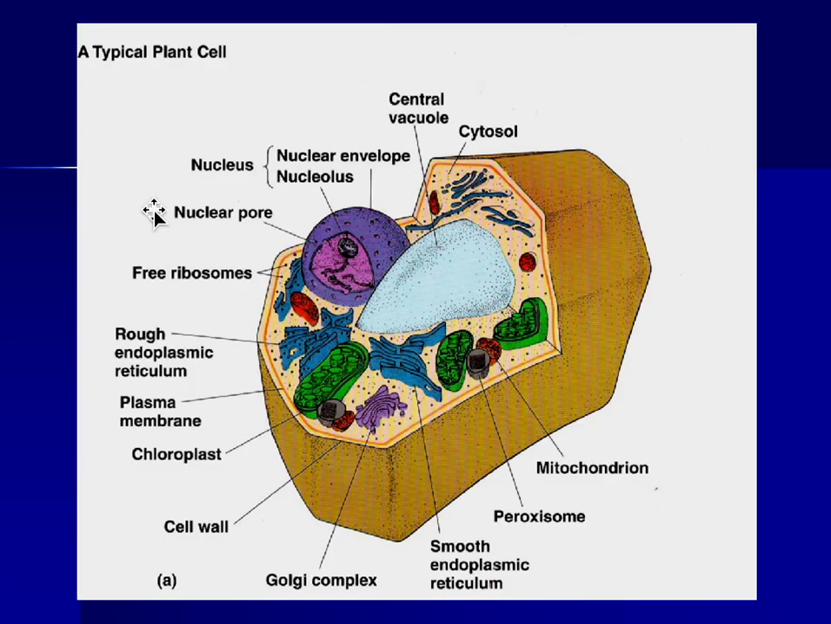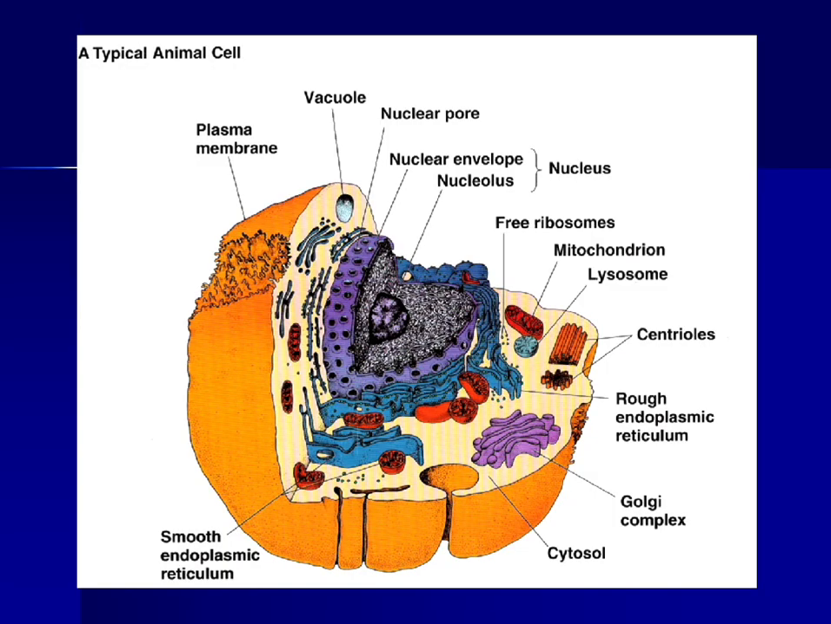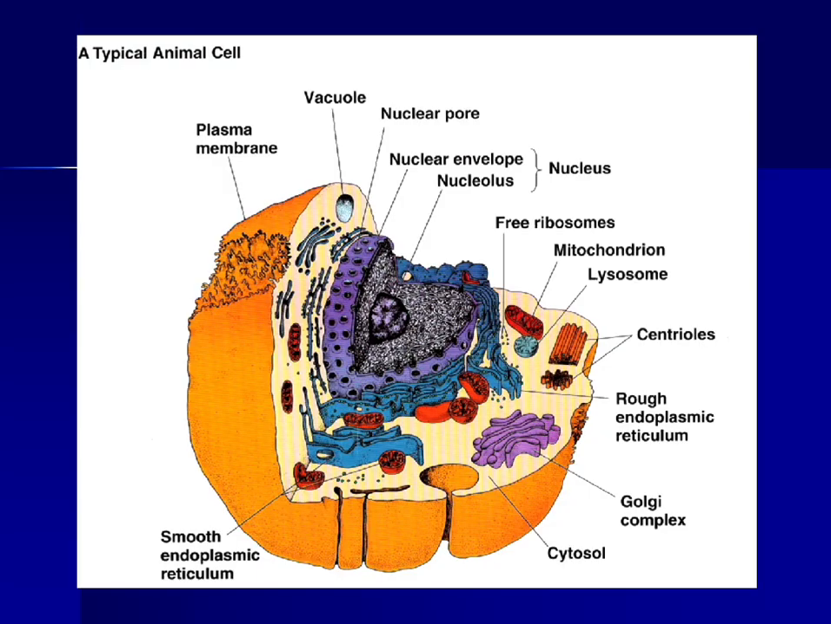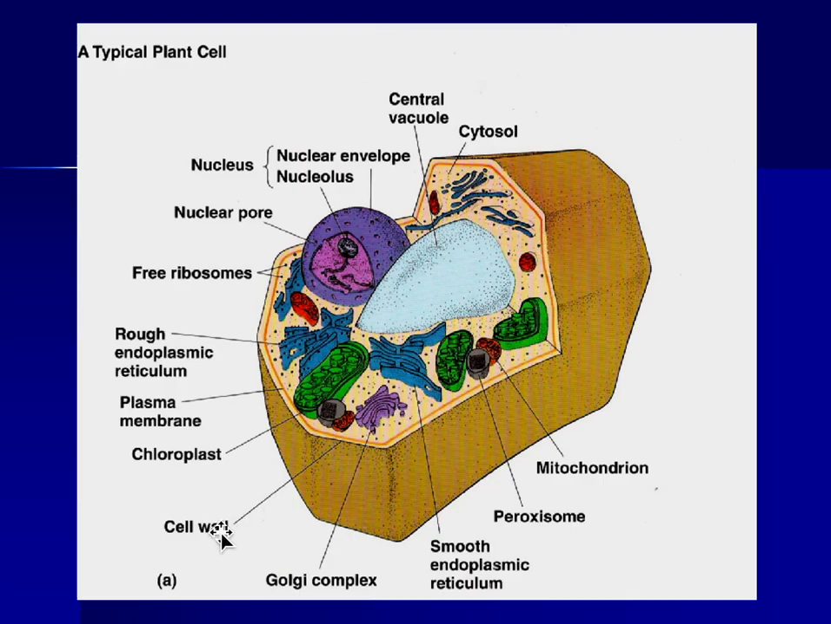Let's look at a typical plant cell structure. Not very much different compared to animal cells. The most significant difference between these two cells is actually the cell wall over here, and of course also the chloroplast. So similarly, let's start from the most inner part.